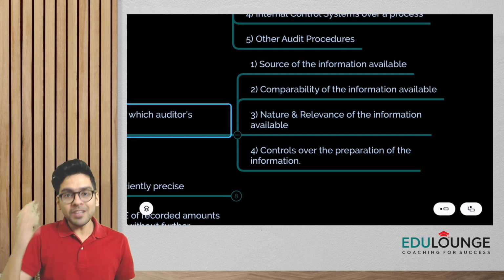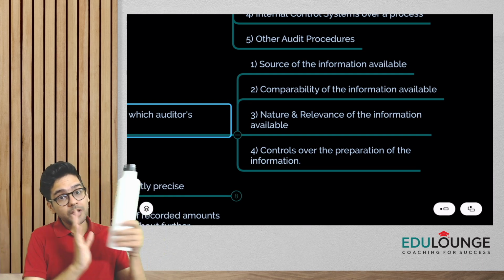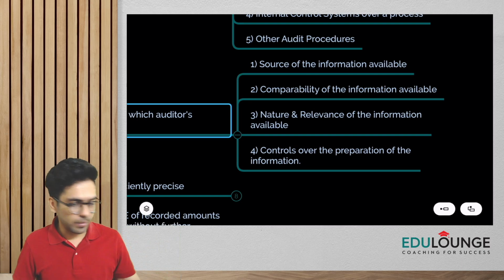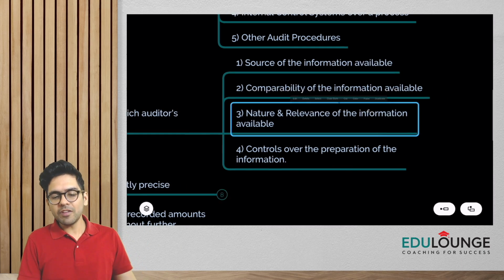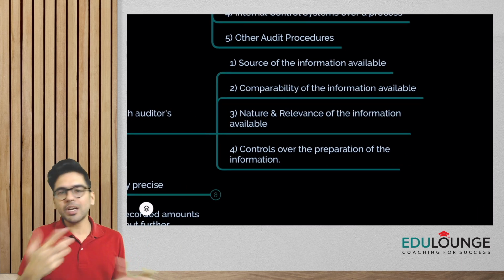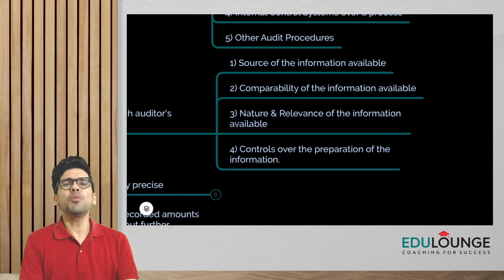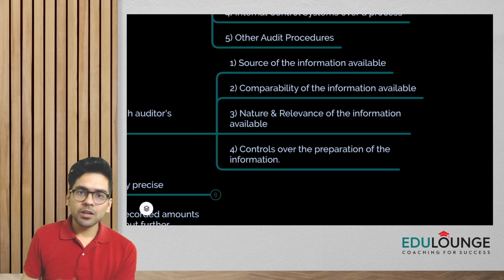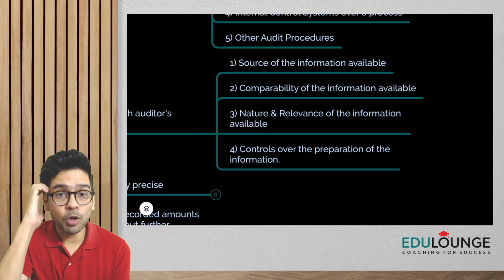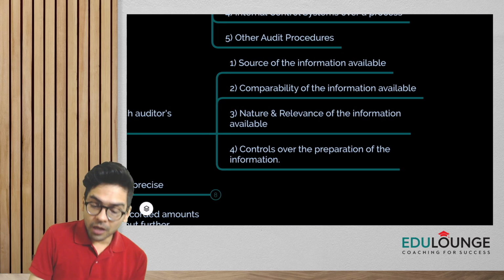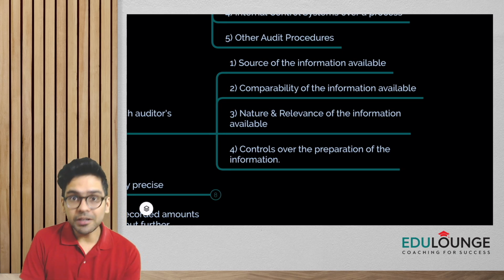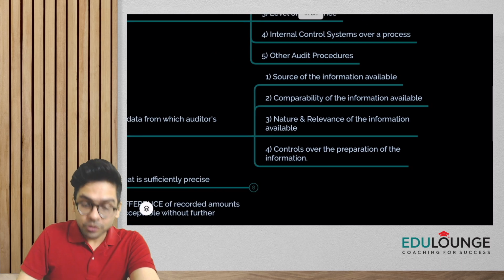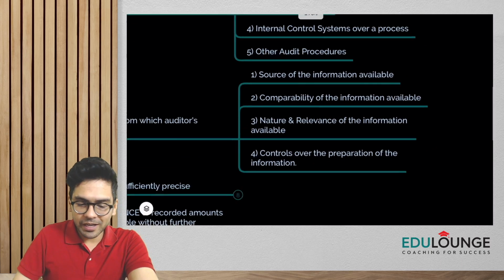On the other hand, let's say I have industry data which pertains to the same bottles, then the data becomes reliable to me because there is comparability. Next, nature and relevance of the information available. What type of information is available? Too much information, or information that is too complicated, is also not a good thing. And I'm talking about the reliability of information, right? So controls over the preparation of information: if the internal controls are good, then the reliability of data is going to be very high.